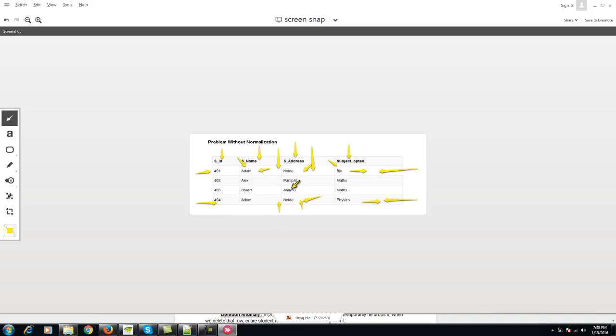The second problem. What would be the second problem? Just imagine a case. Say for example I have a student who has not opted for any subject. What will happen in that case? I still have to maintain his records, and for the subject, since he has not opted, I need to insert a null value.